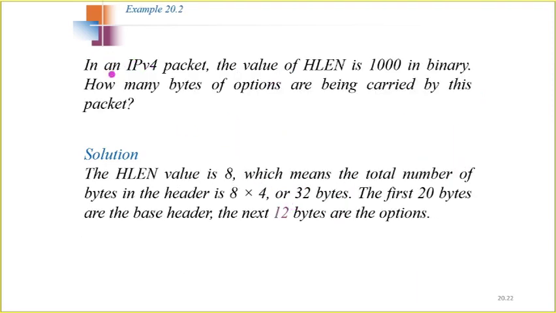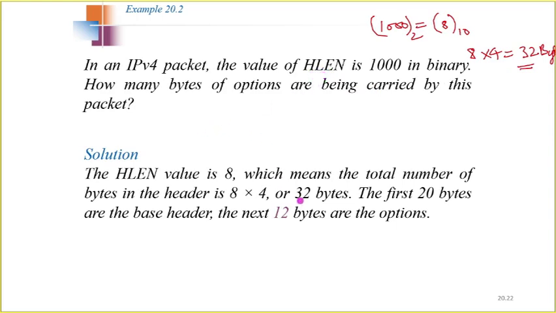The next question is: in an IPv4 packet, the value of H length is 1000 in binary. It is not one thousand, it is 1000 in binary. So how many bytes of options are being carried by this packet? This is the H length, and we need to find its decimal equivalent, which is 8. So 8 multiplied by 4 is 32 bytes. So 32 bytes is the H length, that is the header length.